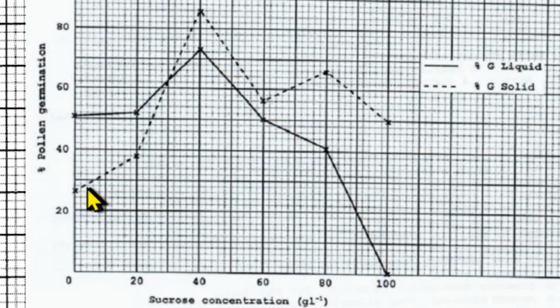In the solid medium here, we'll see that at lower sucrose concentrations the germination rate is lower, but after 20 grams per liter it has a sharp, steep increase until it peaks at 40 grams per liter, and this is about, we say, 88%, and then after that it begins to fluctuate.